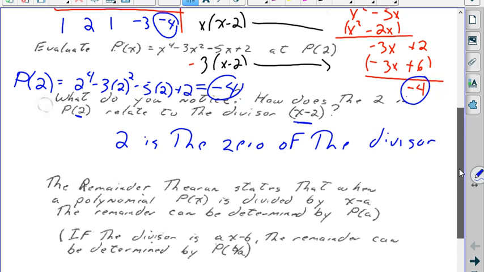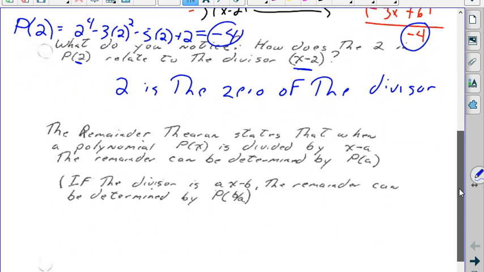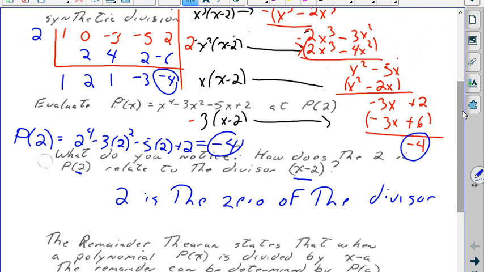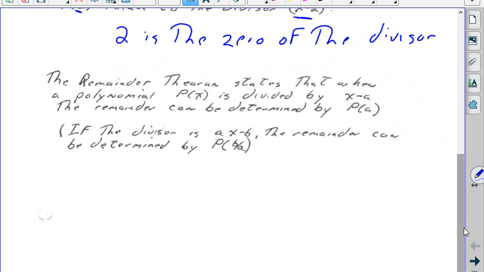Now, that leads us to the remainder theorem. Where does this come in? Quite often, I just want to know if something's a factor, or what is the remainder when I divide this polynomial by this number. I can do long division or synthetic division, but the remainder theorem is quicker, not easier. It states that when a polynomial p of x is divided by a binomial x minus a, the remainder can be determined by p at a. So what is the 0 of that divisor?